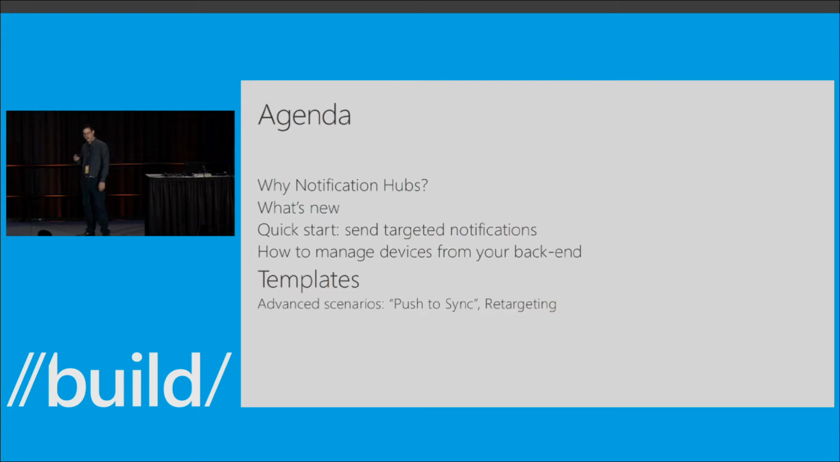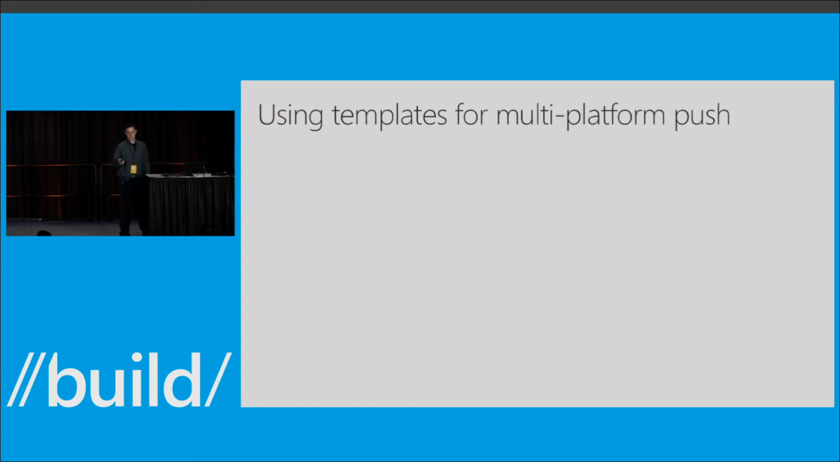Okay, let's quickly look at templates. I'm trying to go more into the more advanced scenarios. Templates are a notification hubs feature that allow you to take the presentation concerns away from the backend. Up until now, we basically saw that the backend has to send a Windows-specific payload, and an iOS-specific payload, and a Windows Phone-specific payload, and a GCM-specific payload, and a Kindle-specific payload. So lots of specific payloads.